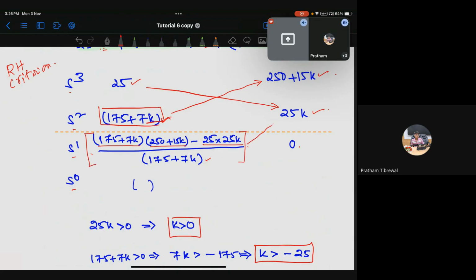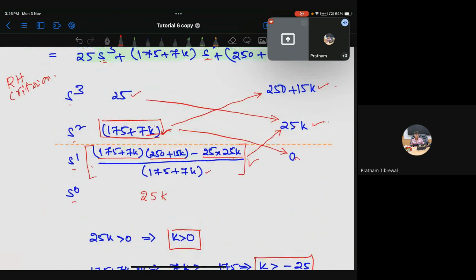This term will be multiplied with this term. This term multiplied with this, what do we get? Zero only. So one. We will get 25k. Yeah, this one multiplied with this, and this one multiplied with this, divided by this term only. So 25k. Yeah, we will get 25k. Okay, so now we got our first column elements.